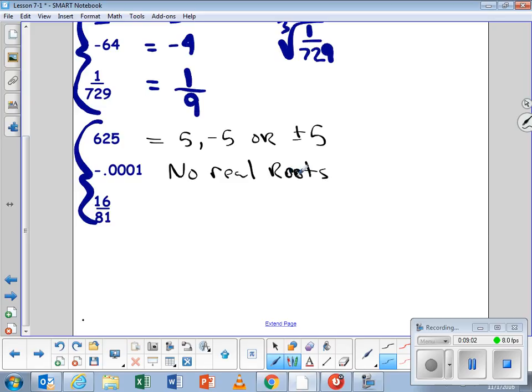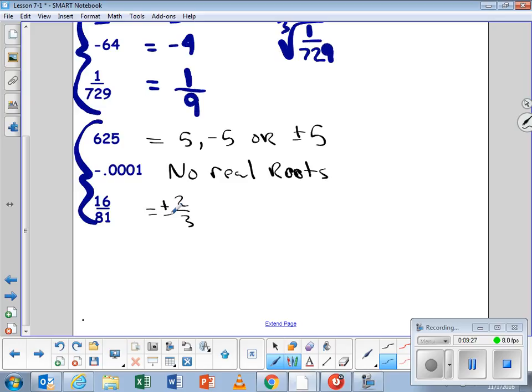Okay, no real roots. And how about 16 over 81? 2 over 3, that's right. 2 times 2 times 2 times 2 is 16. 3 times 3 times 3 times 3 is 81. And negative 2 and 3. Good. Good call. All right? Any questions on that?